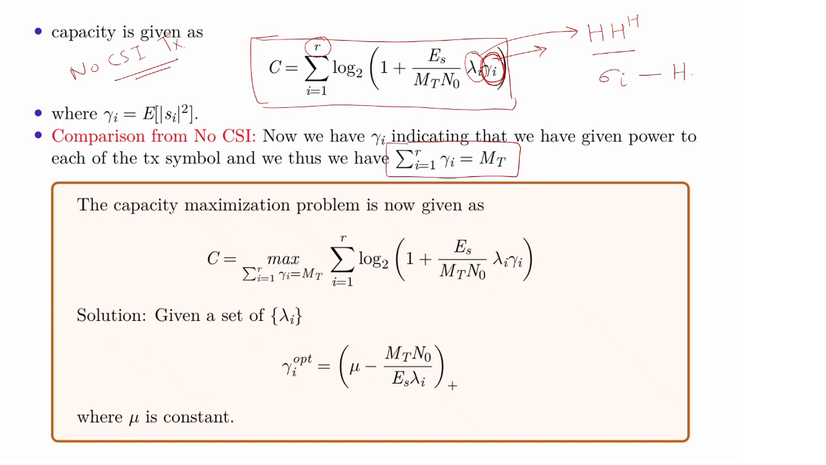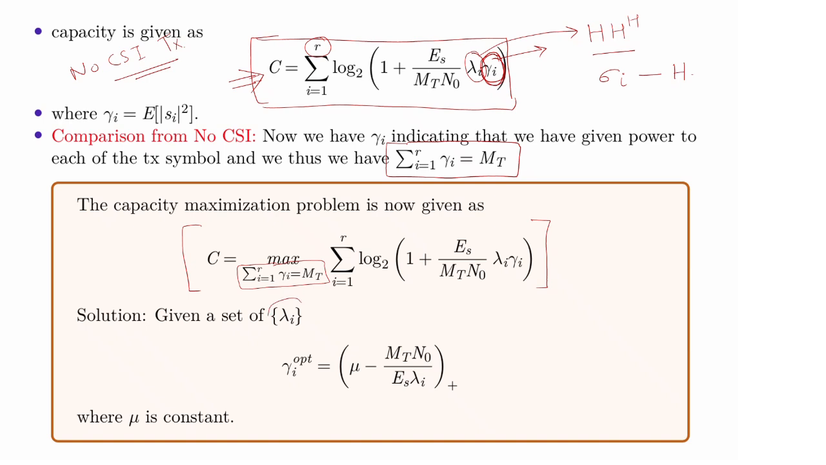So now we want to maximize this expression. So we have this capacity expression. We want to see how we can maximize this expression. So then the capacity maximization problem is given as C is equal to maximization over the constraint. We have the power constraint, summation I is equal to 1 to R, gamma I is equal to Mt, and then we have this expression which we have defined earlier.